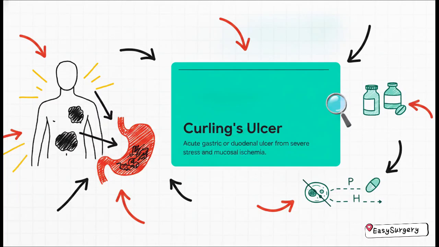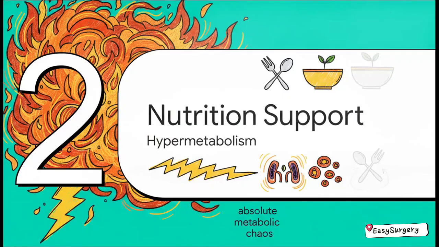This causes severe mucosal ischemia. Because we know this happens so predictably, hitting these patients early with proton pump inhibitors, PPIs, or H2 blockers is standard, non-negotiable prophylaxis. Moving right along to Section 2, hypermetabolism and nutritional support.